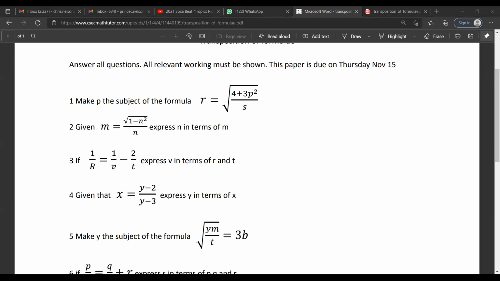All right. The first one that we have here to attempt, we have R is equal to the square root of 4 plus 3p squared, all of this upon S, right?